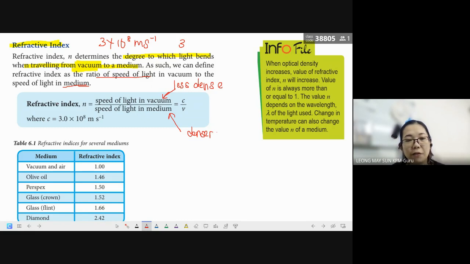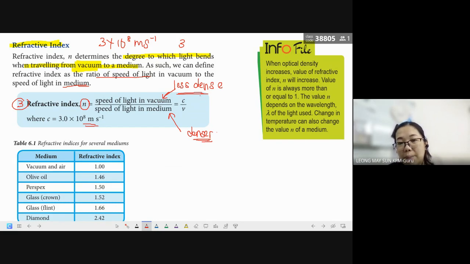This formula for n, the refractive index, by the end of today you will know that there are 3 formulas for refractive index n. The first formula is the speed of light in vacuum, which is 3 times 10 to the power of 8 meters per second, over the speed of light in the medium. This is a denser medium, whereby vacuum is considered a less dense medium. So please do take note of this. When you are moving from a less dense medium to a denser medium, the speed in the denser medium is much slower compared to the speed in vacuum.